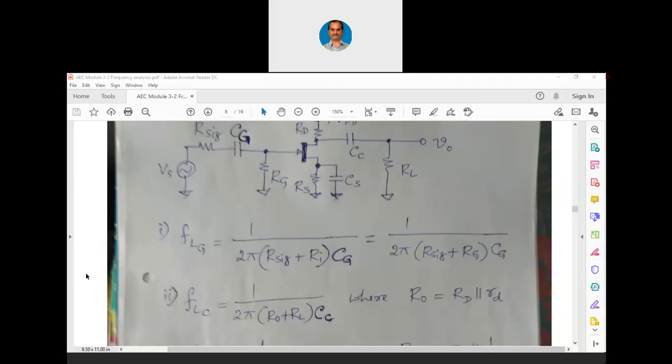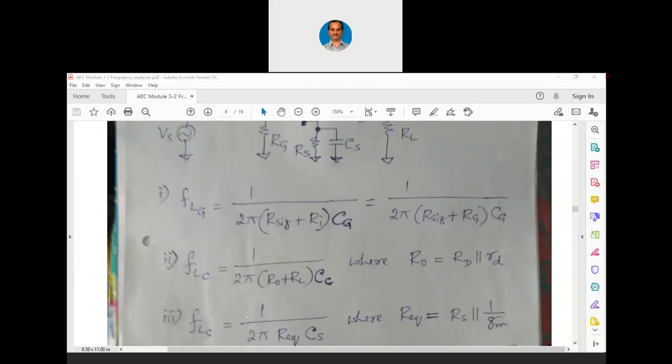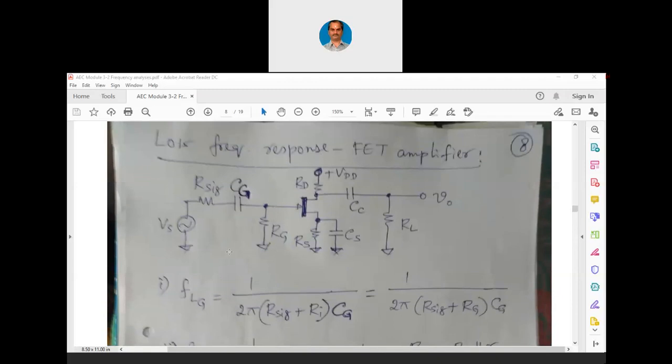Finally coming down now to FLC or FLS, let us say for the source, FLS. So coming to FLS now, 1 over 2 pi into R equivalent into CS. You can see in this diagram, we have this CS, we have this RS. But as we had done an analysis yesterday, we found out the effective resistance at the emitter as R1 parallel with R2 divided by beta. Today also we will have to find out the effective resistance at the source. It is not just RS.